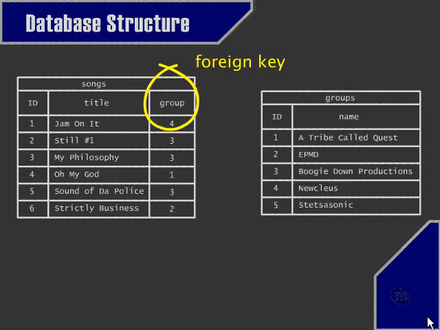So, for instance, if we tried to add in a new song and we tried to put the number 6 within the group column as an entry, it wouldn't allow us to do that within a different database system. MySQL, however, does not support foreign keys in this sense and is not quite so strict about it. This is a limitation in the way that MySQL implements the relational database management system model.